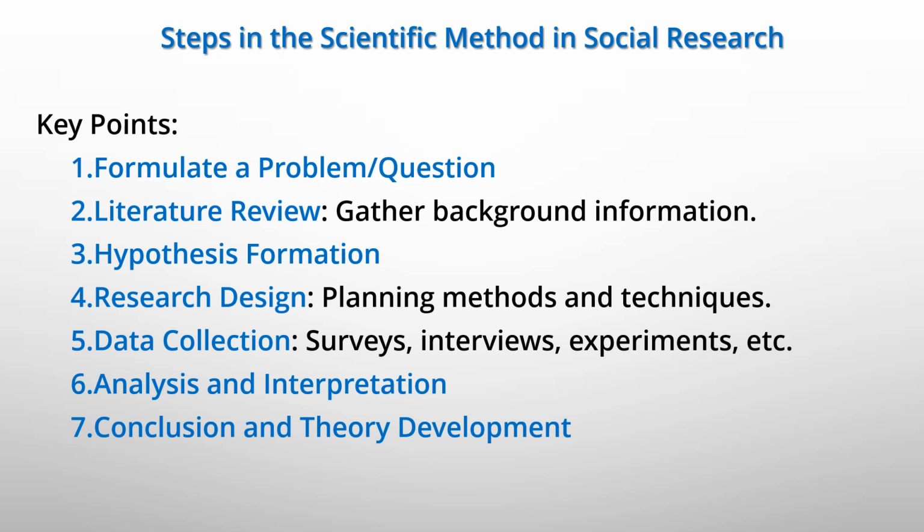Now let's break down the steps in the scientific method, the process we follow to conduct social research. Formulating a problem. We start by identifying a social issue or question. For example, we might ask, why is the dropout rate in rural schools higher than in urban schools? Literature review. We gather background information by reviewing existing studies. This helps us understand what has already been discovered and where our research can contribute.